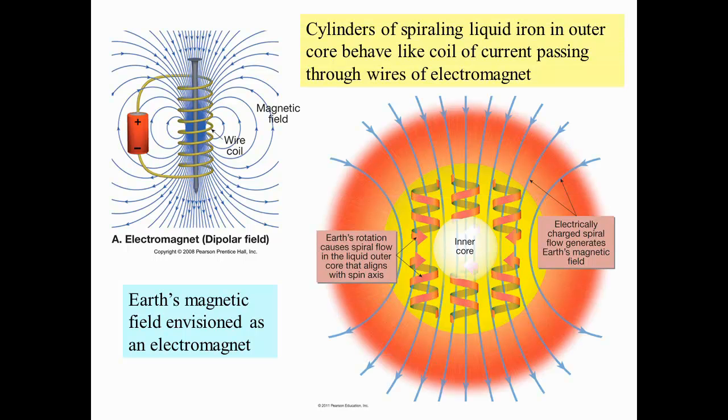And so, too, it's envisioned that Earth's rotation causes spiral flow in the liquid outer core, which in turn aligns with the spin axis. And the cylinders of spiraling iron behave like the coil of current passing through wires of an electromagnet. And this spiraling electrical flow, in turn, is what generates Earth's magnetic field.